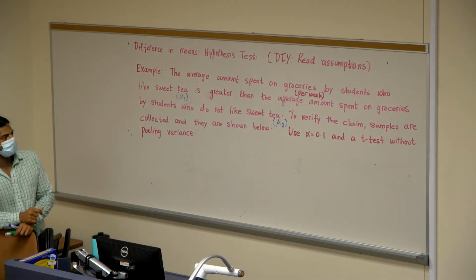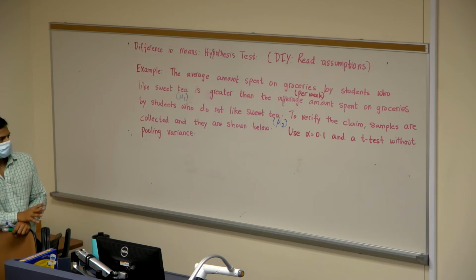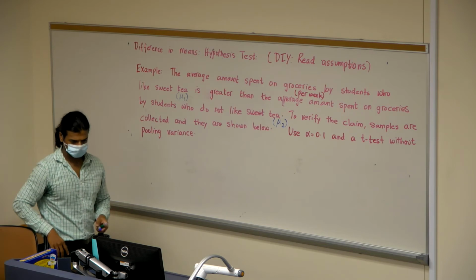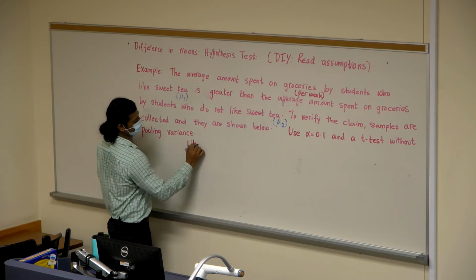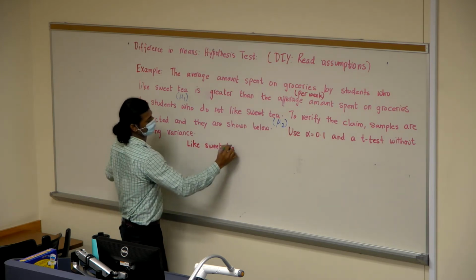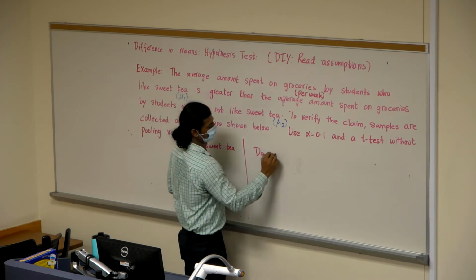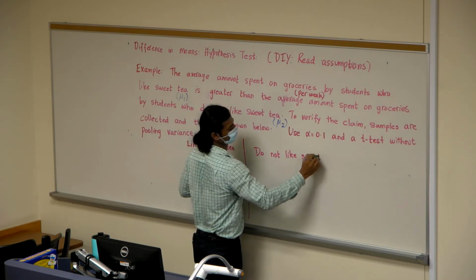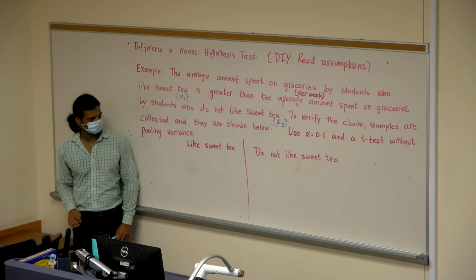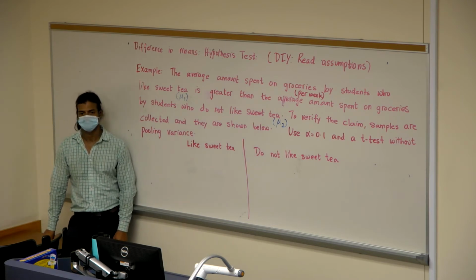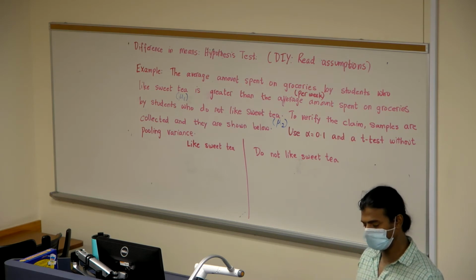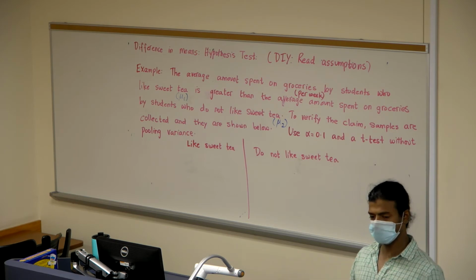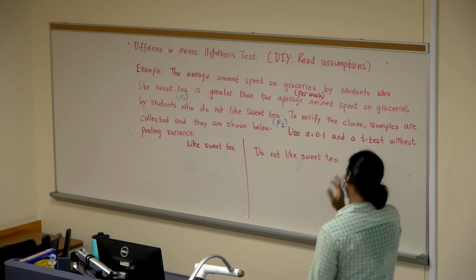So we would like to use an alpha of 0.1 and a t-test without pooling the variance. What does it mean for a variance to be pooled or unpooled again? Remember, when we don't pool, we treat S1 and S2 separately. And when we pool, we combine them using that formula and call it Sp squared. I'll do an example of that too.